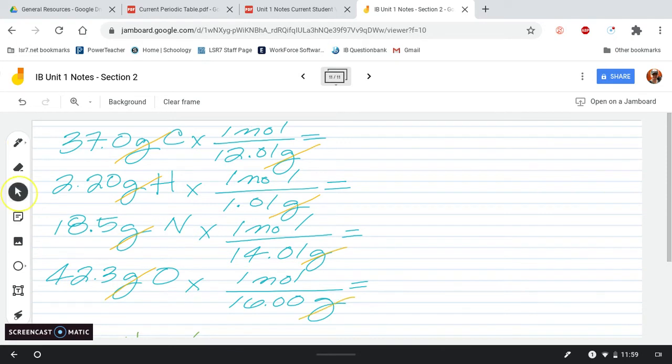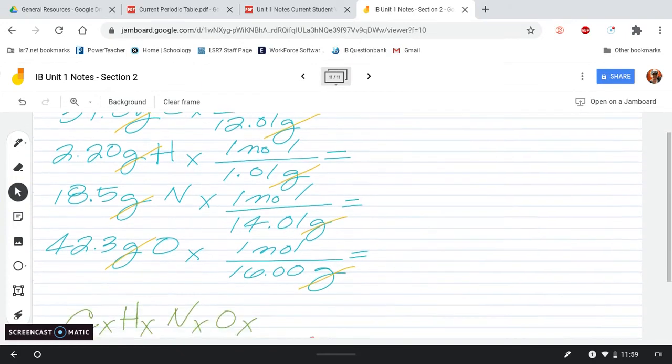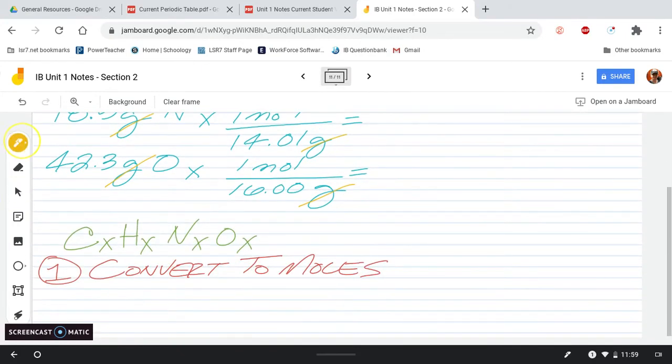So what is the goal of this problem? Well, the goal of this problem is right here, to determine the formula. See right here, we're supposed to figure out the formula. So I need to figure out, well, how many carbons? Like what would go here? How many hydrogens? How many nitrogens? How many oxygens? That's what we're doing.